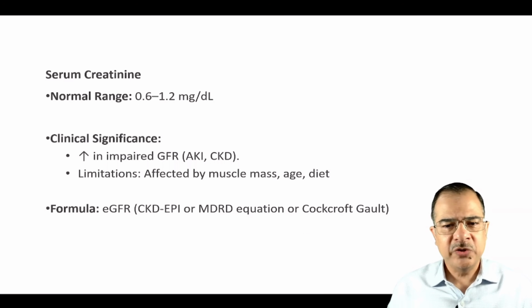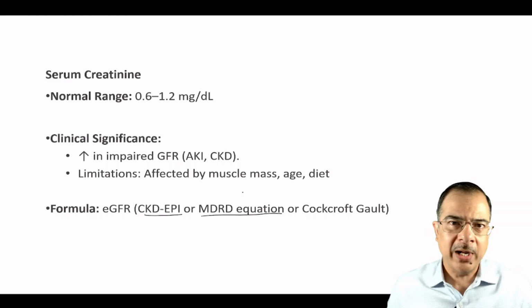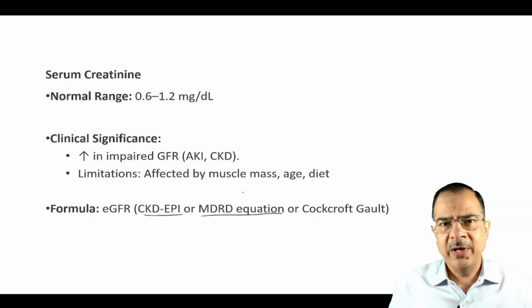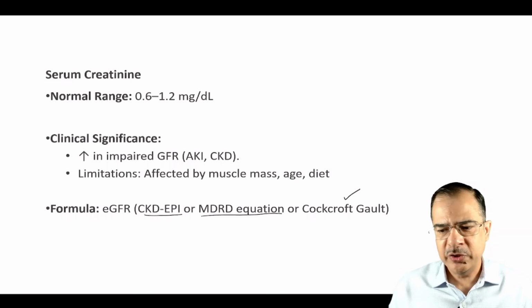So the formula which we have discussed earlier is the Cockcroft-Gault formula, or it can be the CKD-EPI or MDRD equation, which are tough to calculate in the OPD, but in the software they can be easily calculated. And the simple parameter is this eGFR calculation, Cockcroft-Gault formula, which we had discussed in the previous slide.